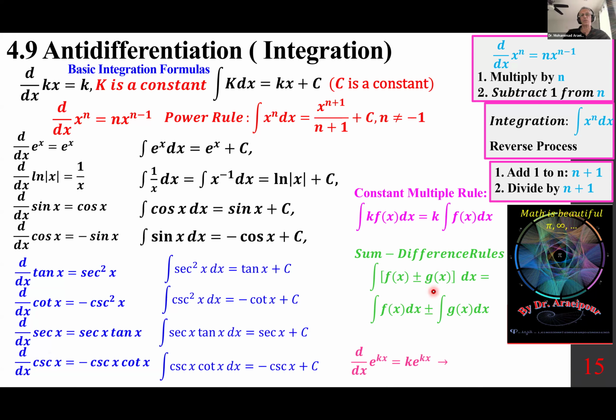Finally, what I want to mention is the derivative of e to the power of kx is itself times k. So the integral must be itself divided by k, the reverse process. And if you have any doubts, if you differentiate the final result, you get this one without the dx. So that's anti-differentiation, also known as integration.